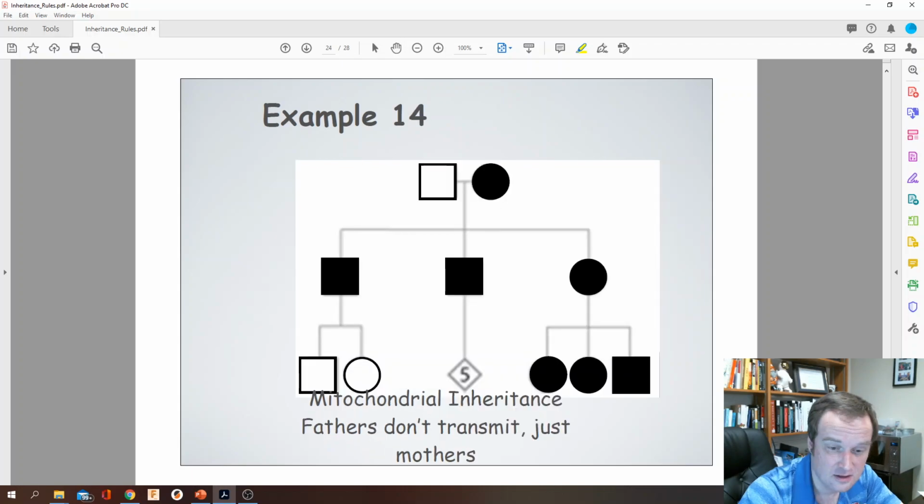This one is another example of mitochondrial, another good example. Ignore example 10, like I said. In mitochondrial inheritance, we have a female, and all of her offspring have it. Her daughter passes it down to all of her offspring, but her son passes it down to none of his offspring.